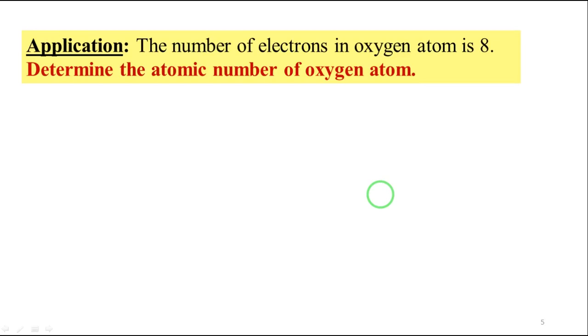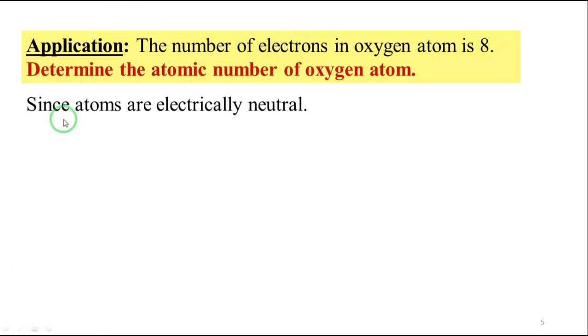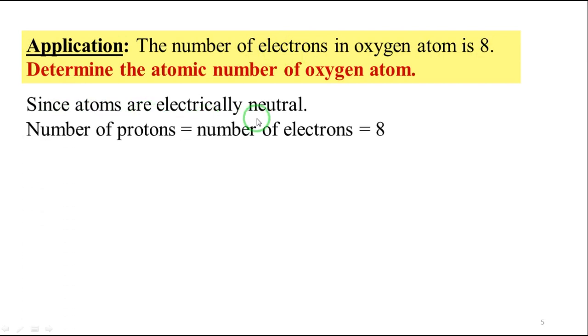The number of electrons in an oxygen atom is equal to 8. Determine the atomic number of the oxygen atom. The atomic number is equal to the number of protons, but you don't have the number of protons. You have the number of electrons here, which is equal to 8. So here we can say that since atoms are electrically neutral, the number of protons is equal to the number of electrons. It's equal to 8.